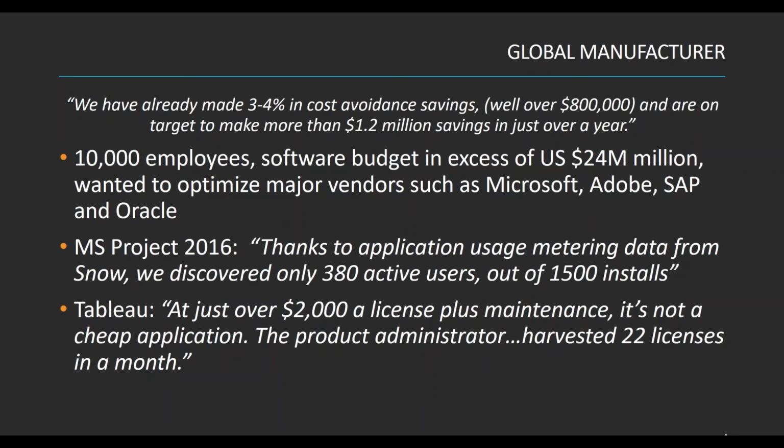Instead, they said, let's look at the usage metering data from Snow. Not how many I paid for, not how many are installed, but how many people are actually using it. And what they found is only 380. They only had 380 active users of MS Project out of the 1,500 installed, and they got that data from the usage metering in Snow. So right there was $521,000 of savings, because they only had to buy 380 licenses, plus they bought 10% extra just to have them available. Even after that 10% extra, they're still looking at $500,000 in savings.